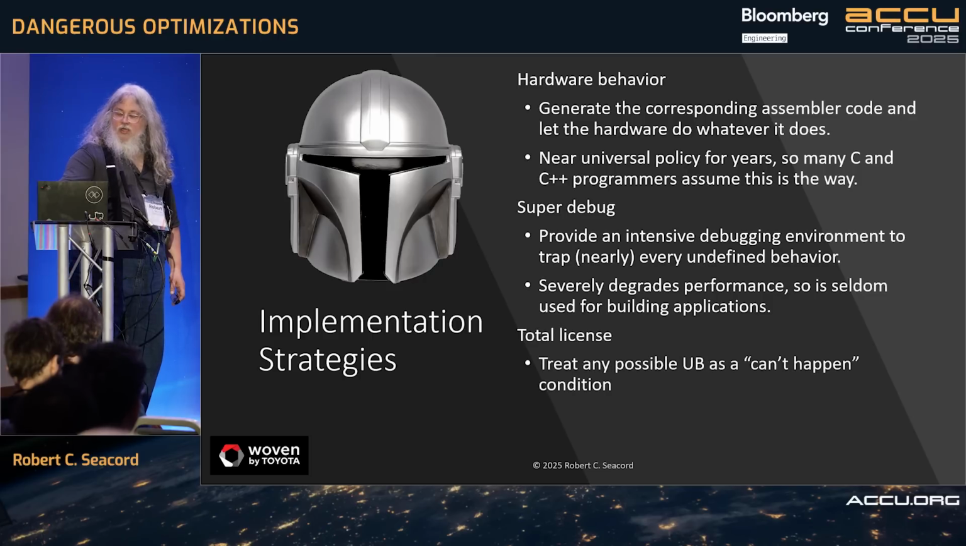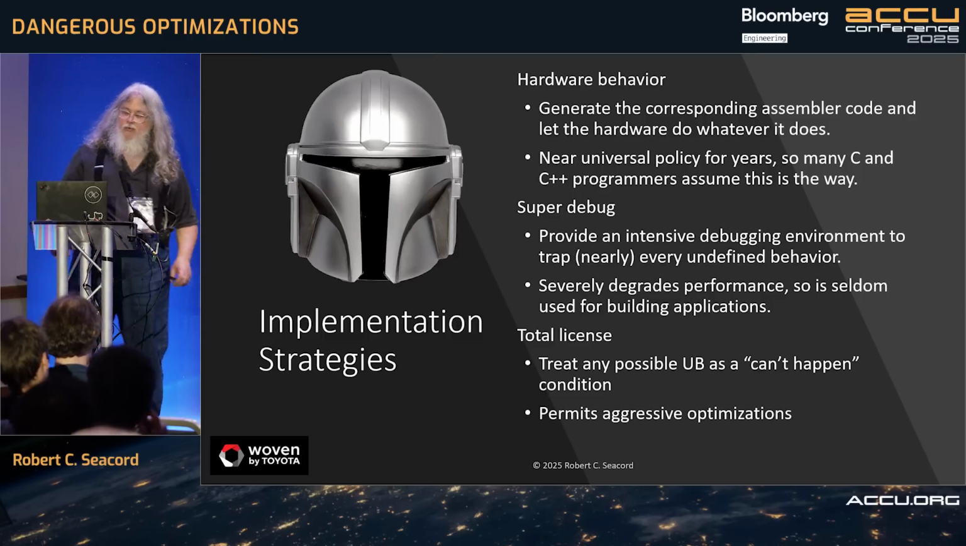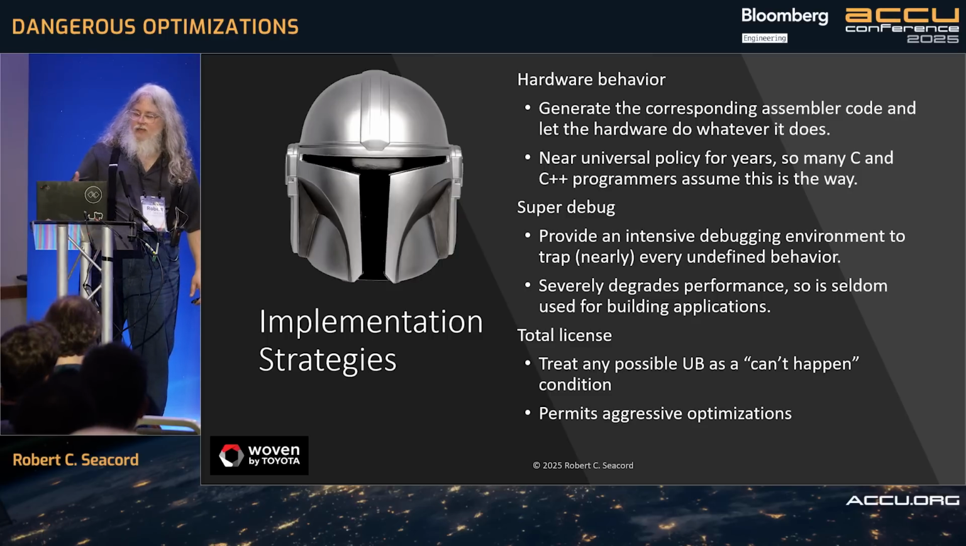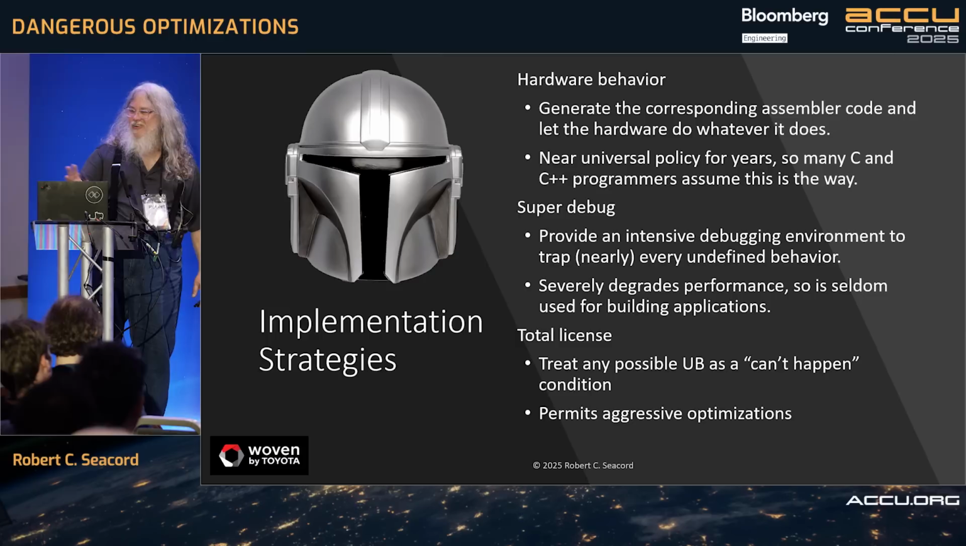And then there's a total license model where you can treat any possible UB as a can't happen condition. This permits aggressive optimization. And when I say that compilers have an implementation strategy, or a model for how to do this, I'm lying. I mean, what compiler writers do is any of these things whenever they want, right? With no consistency at all. So very similar constructs could be treated using a hardware behavior model or a total license.